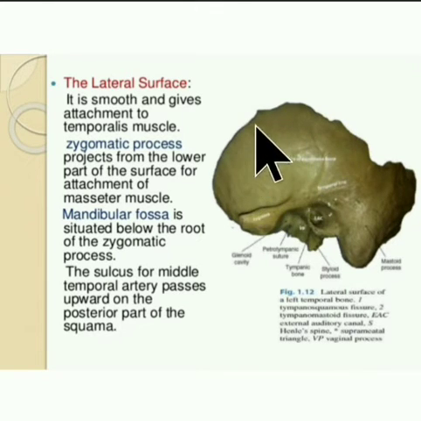Here comes a fossa which is part of the temporal fossa, and here attaches the temporalis muscle. It consists of the zygomatic process which projects from the lower part of the squamous part, and its border gives attachment to the masseteric muscle. And there is a mandibular fossa over here, situated below the root of the zygomatic process, and a sulcus for the middle temporal artery. The sulcus for the middle temporal artery passes upward on the posterior part of the squama.